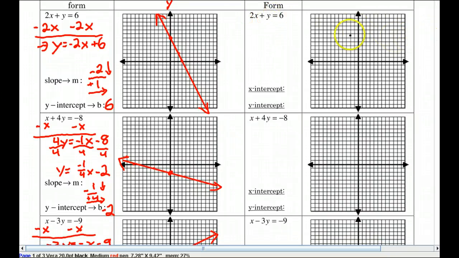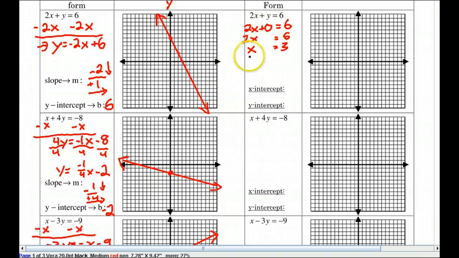Now, intercepts just mean the coordinates that have zeros in them. So you want to know, if I plug in 0 for y, what do you get? 2x plus 0 equals 6. So 2x equals 6. Divide both sides by 2, so x equals 3.